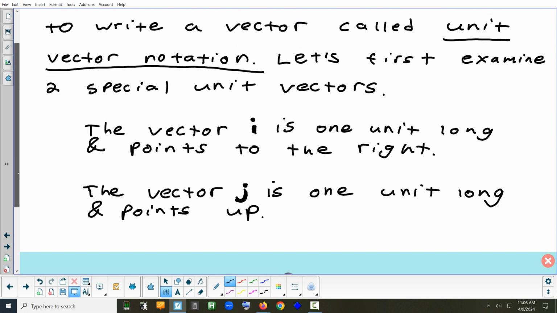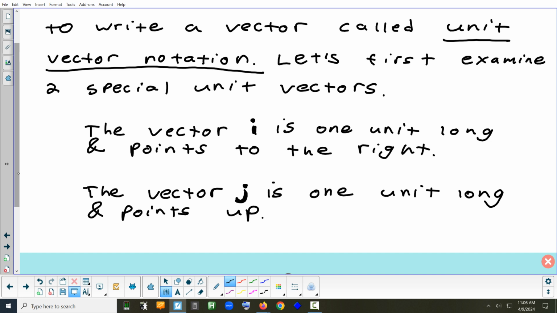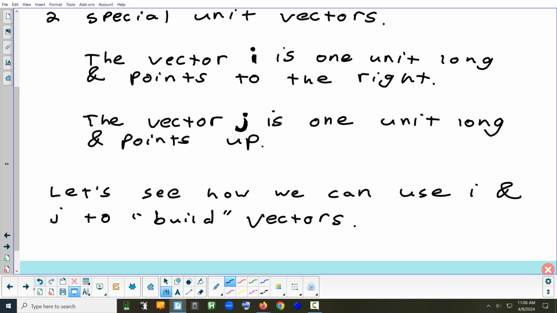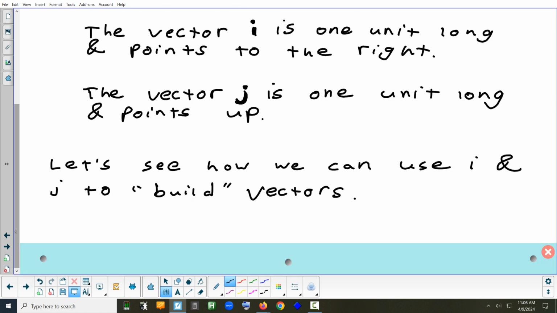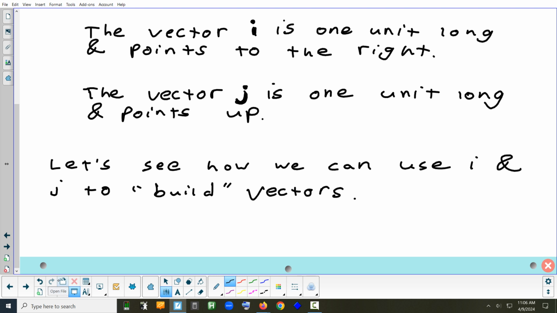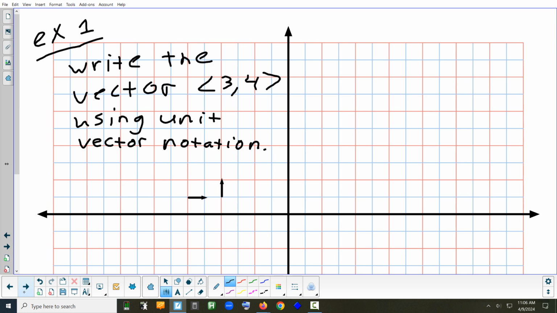So what we're going to do is we're going to take I's and J's, we're going to stack them together, and we're basically going to build a vector using I and J as building blocks. Okay, that's the idea. And when we do that, it'll lead us to unit vector notation, which is the most common way people write vectors other than sketching. Yes? Will we ever be using the graphing utility for the vectors to show them at all? No. No.